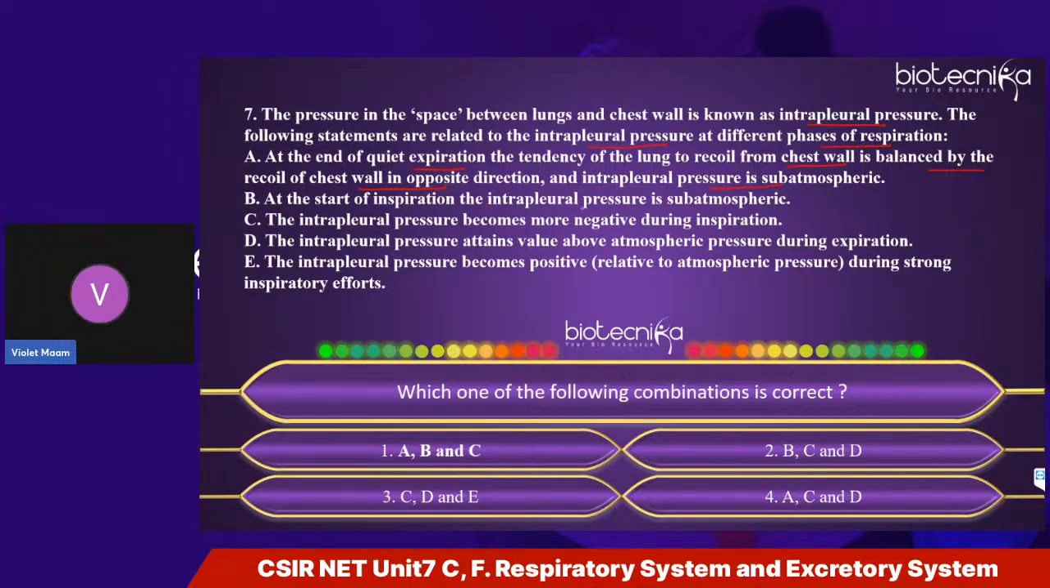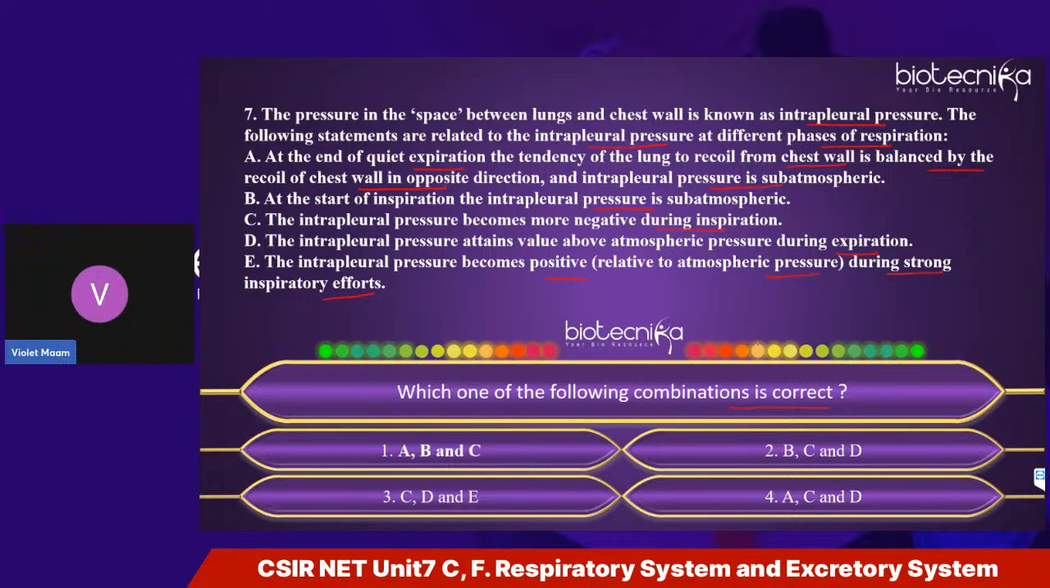B. At the start of inspiration, the intrapleural pressure is subatmospheric. C. The intrapleural pressure becomes more negative during inspiration. D. The intrapleural pressure attains a value above atmospheric pressure during expiration. E. The intrapleural pressure becomes positive relative to atmospheric pressure during strong inspiratory efforts. So which one of the following combinations is correct? Can you all try and tell me?